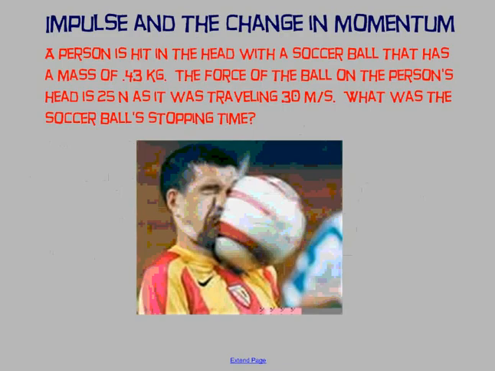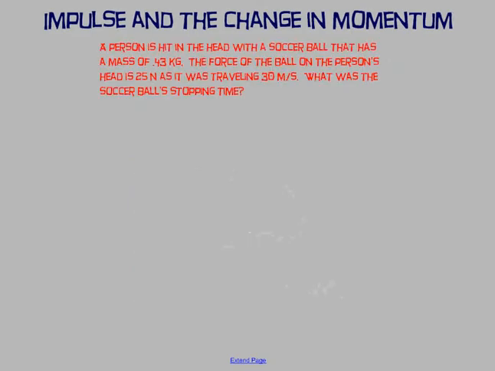All right, let's do another example. It says a person is hit in the head with a soccer ball that has a mass of 0.43 kilograms. The force of the ball on the person's head is 25 newtons as it was traveling 30 meters per second. What was the soccer ball's stopping time? So we are looking for stopping time. Let's start to break this down again. Same concept, looking for a different figure. You can see our soccer ball being stopped by a force right in our picture there.